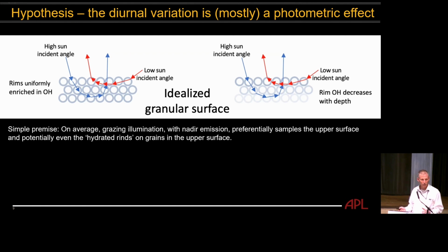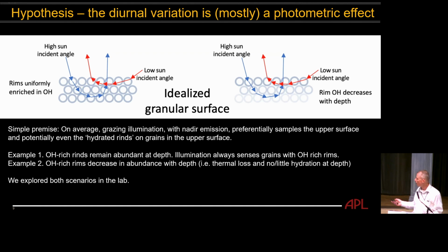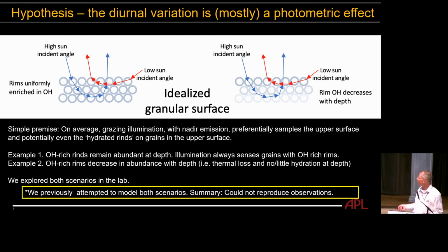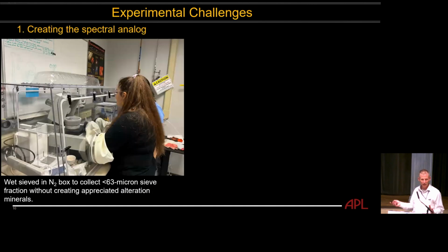And the third case is where the OH is, and the first case where it's not stable. I just talked about that right now. As I said, we also attempt to model both scenarios. Summary, we couldn't reproduce the results. There was no variation with the illumination on grain thing, which made us not even think much was going to come from these experiments.